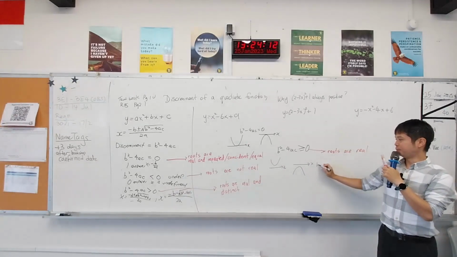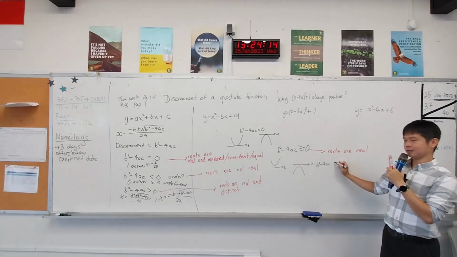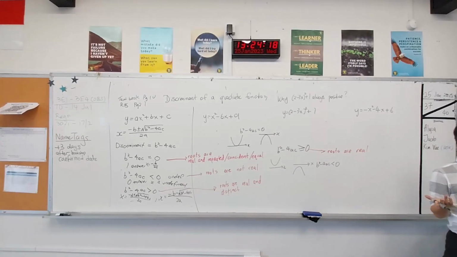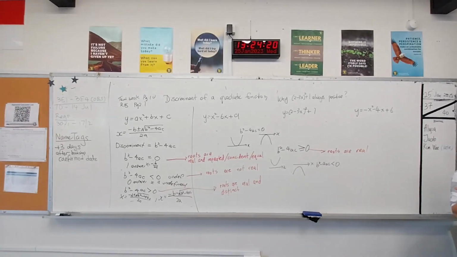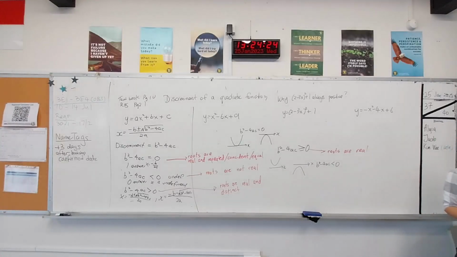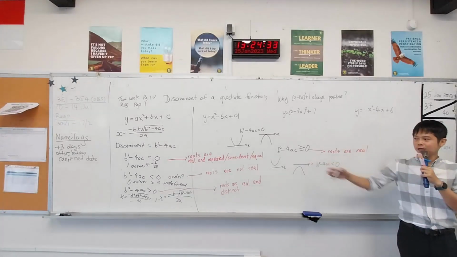So this is where b squared minus 4ac is less than 0. There's no answer, there's an error, it is undefined, there is no solution. Why are there no solutions? Because it never cuts the x-axis. So it's okay. Don't panic, it's normal to get an error, undefined. It's just that it will look like this.